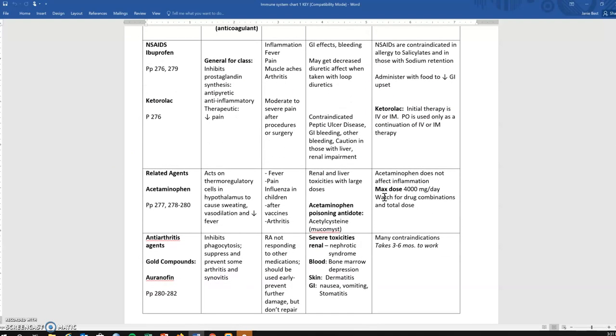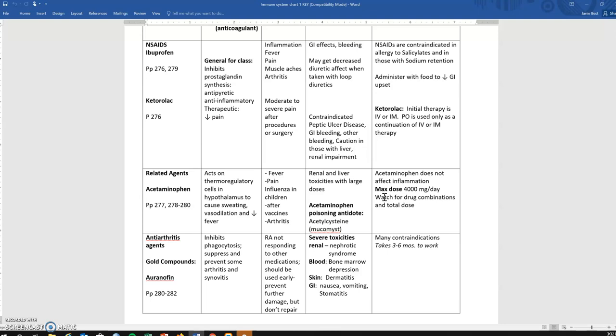NSAIDs, the examples that we used are ibuprofen and ketorolac. Generally for this class, they inhibit prostaglandin synthesis. They also have an antipyretic and anti-inflammatory effect. Therapeutically, what we anticipate seeing from a patient who takes an NSAID is a decrease in their pain level.